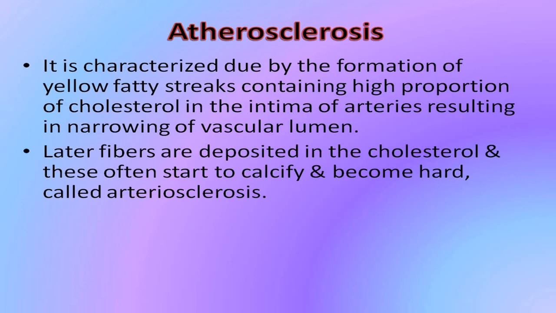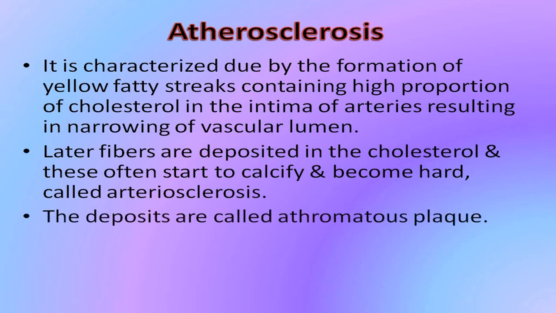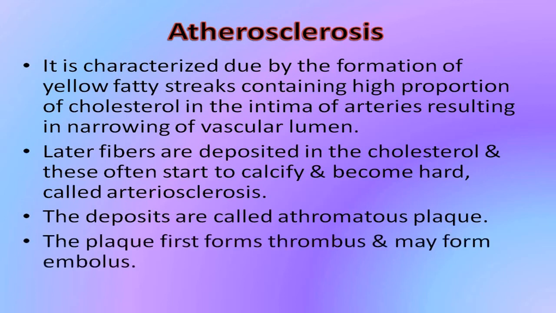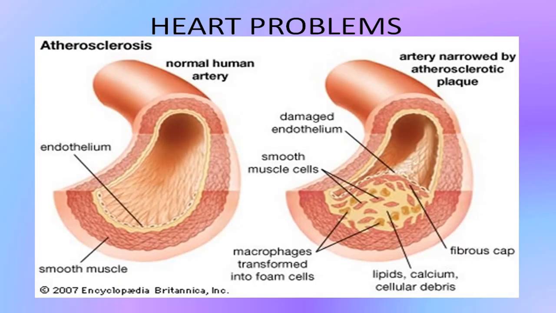This results in the hardening of the wall of the blood vessel. And these deposits are called atheromatous plaque. These plaques first form a thrombus and then they may form an embolus. This is a figure that shows atherosclerosis. This is a normal blood vessel, but in this blood vessel you see a blockage occurred due to the deposition of fats.